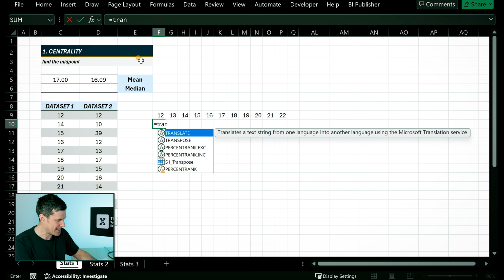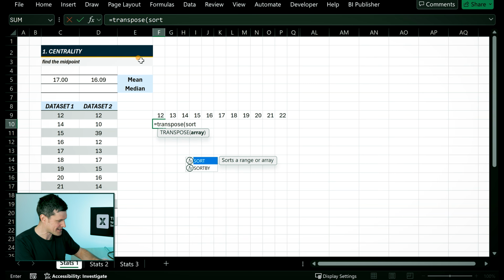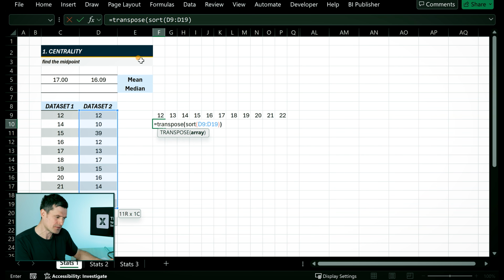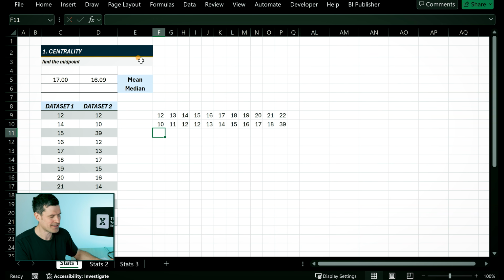Perhaps more interesting, when we look at the other data set, open the bracket, sort, select the data, Control-Shift-Down, and then close these brackets. And we can see the data sorted, and this outlier value really stands out here. So what's the significance of this outlier value? Well, let's go ahead and take a look at a different measure, which is the median average.